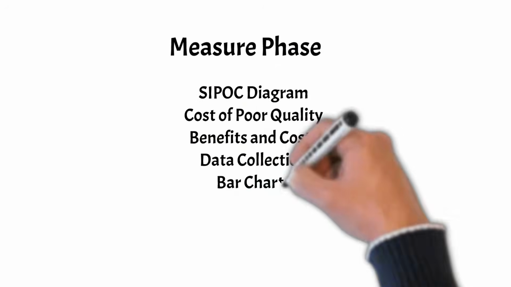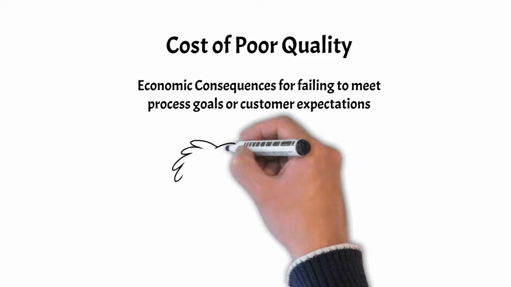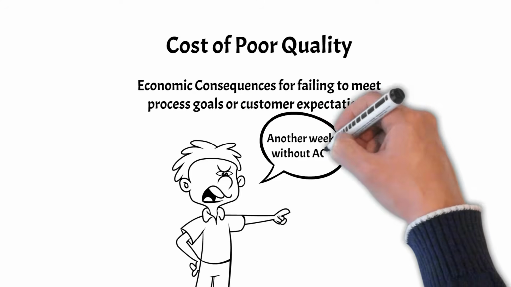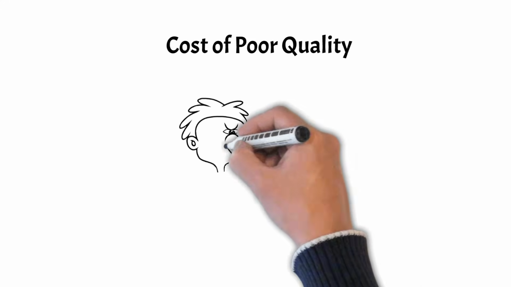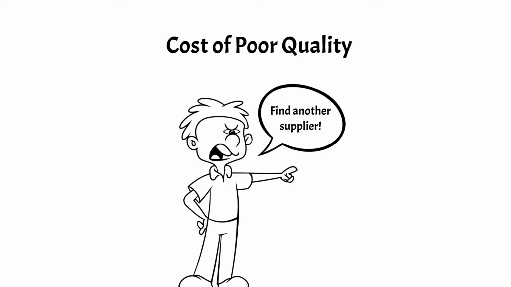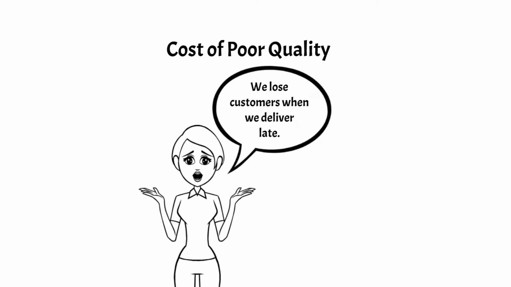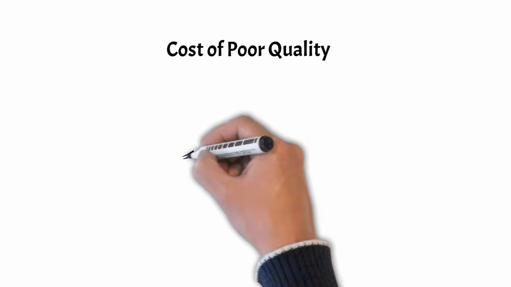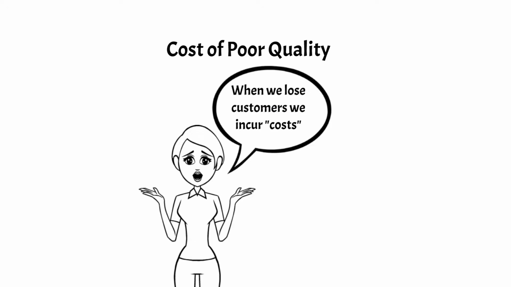Cost of poor quality. The cost of poor quality, COPQ, defines the economic consequences of failing to meet process goals or customer expectations. In this example, COPQ can be measured in part by estimating the costs associated with failing to fulfill orders within a reasonable period. Indeed, poor quality almost always incurs costs. They can be traced internally to the organization, such as scrap and rework, or they can be traced externally, such as customers taking their business elsewhere.